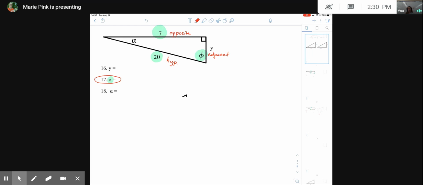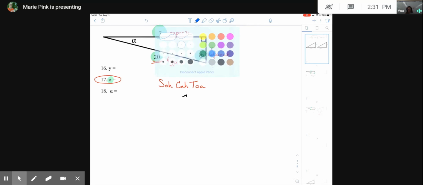So we need to look at what we know and figure out if we want to use sine, cosine, or tangent. So I'm going to write SOHCAHTOA. So we have our angle, which is good. And now we are going to look, okay, so I have 20 as my hypotenuse. So what I've found that makes this really easy is that I underline the hypotenuse, H's. And then this side is our opposite. So I underline the opposites, O's.